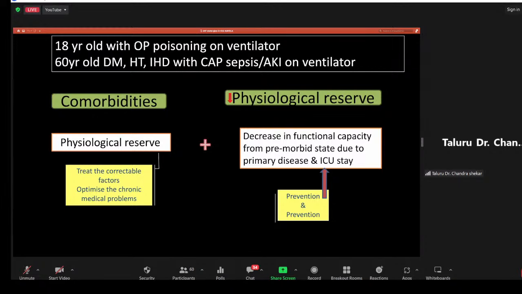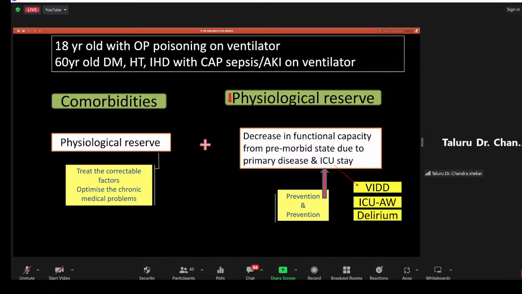See, once you make an understanding of this, then mechanical ventilation would be much easier, because mechanical ventilation should not impair the functional capability or decrease the physiological reserve. So that is where the prevention of ventilator associated lung injury, delirium or ICU acquired weakness all come into the picture. So once you understand the physiological reserve or the functional capacity of the patient at the onset of mechanical ventilation, and try to hold it there or improve it from what was there, that is what is going to really make a difference.